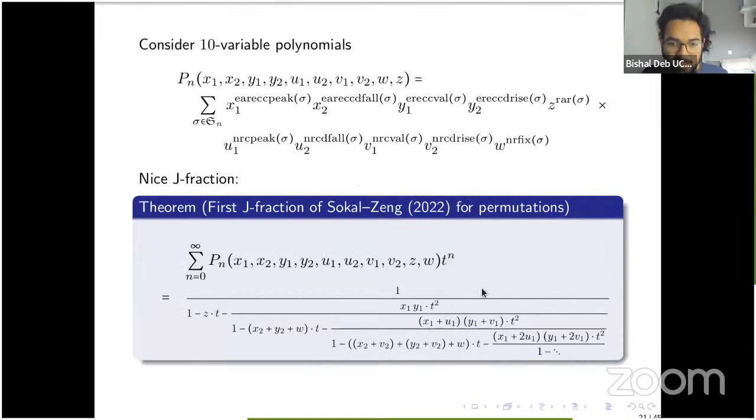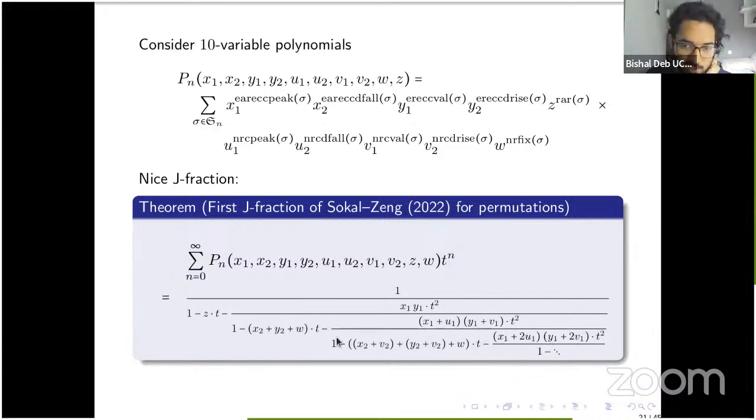Put it on the computer. This has a nice J fraction. This was proved by Sokal and Zeng fairly recently. And so you can see that the coefficient of t squared is x1 times y1. And previously, remember, there was a 4 x1 y1, but now you really understand what's going on here. So you have an x1 plus u1, y1 plus v1. So taking into account the record status has split up the squares as well. And here you have x1 plus 2u1, y1 plus 2v1.